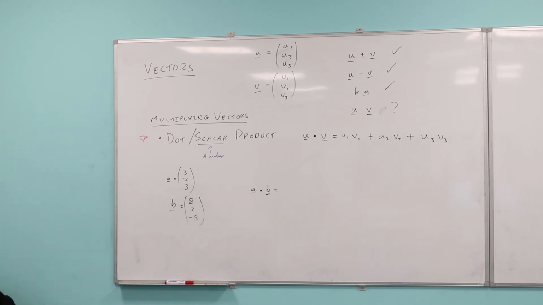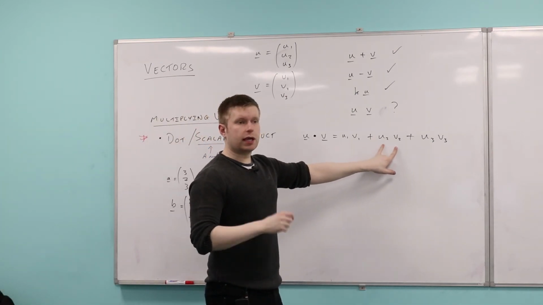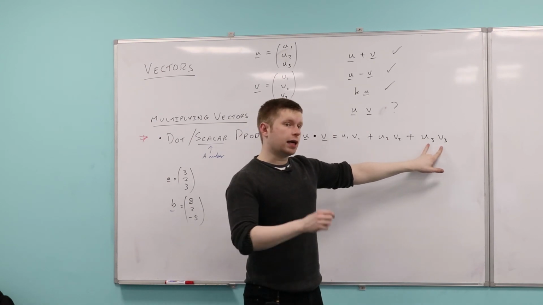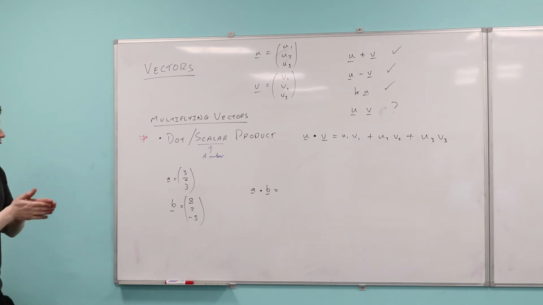Wait, so the result is 3 numbers? Sorry? The result is 3 numbers. It's just a single number. Because you multiply those things together, it's a number. Multiply those things together, it's a number. Multiply those things together, it's a number. Yeah. Add 3 numbers together, it's still a number. Okay?